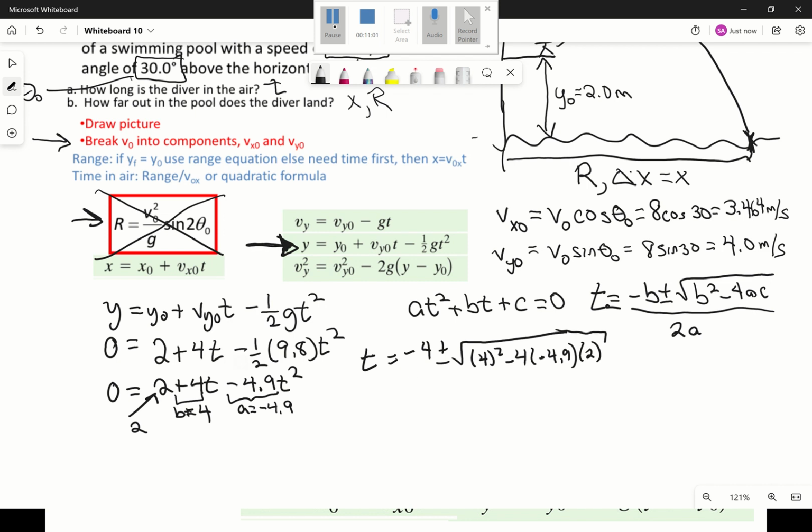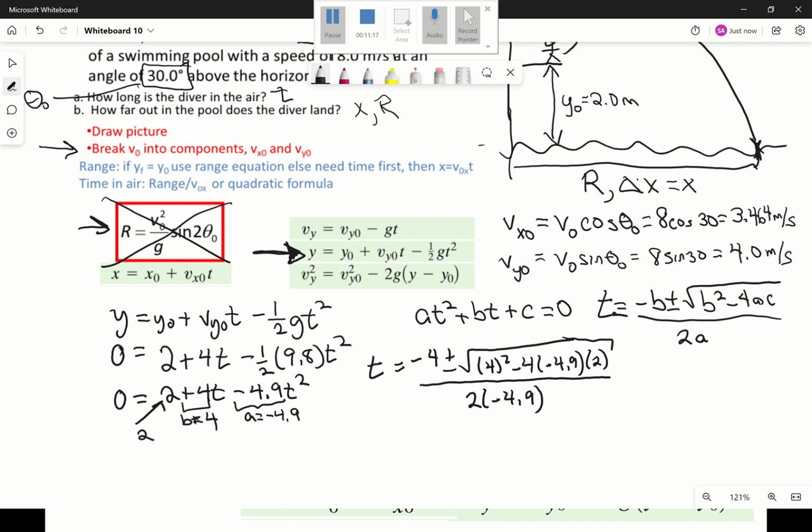And then all of that is going to be divided by 2 times a, which is negative 4.9. And it's important when you do this equation, always make sure that you put in the negative signs, because otherwise you can get the wrong answer. All right, so let's plug that into the calculator.